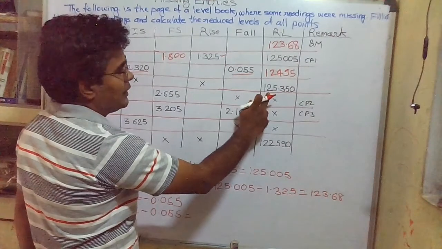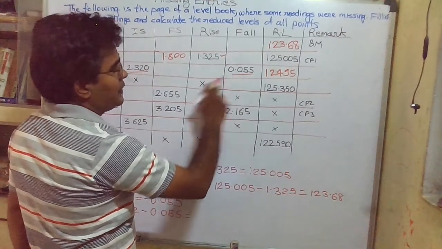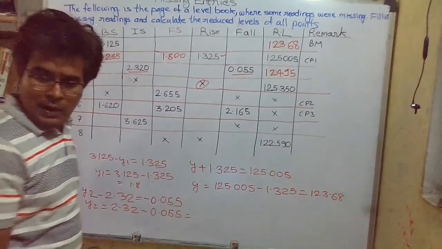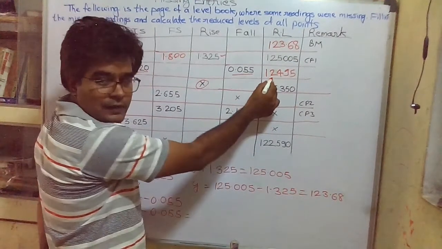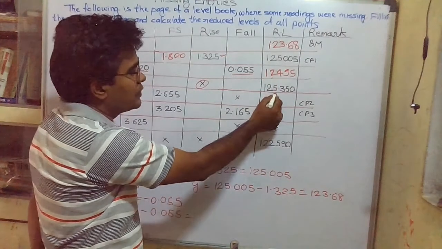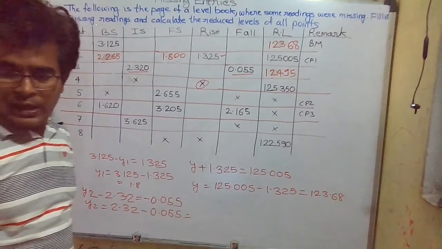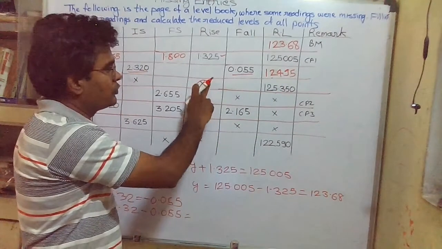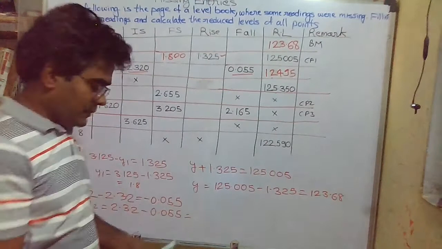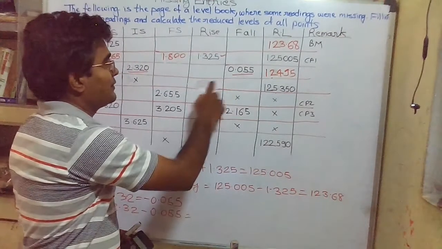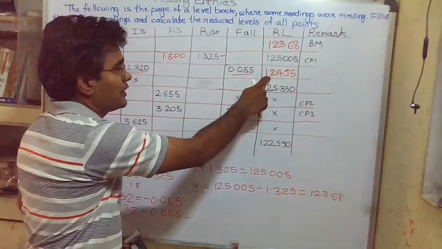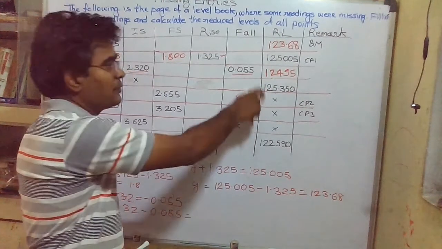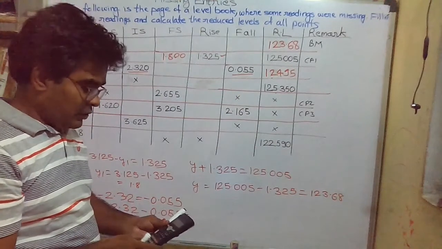Here we have got the RL. It means if we add this amount of rise to the RL of the previous point, we should get this value. So the difference of these two values is nothing but the rise. Got it? So to get the rise, we have to take the difference of these two RLs.